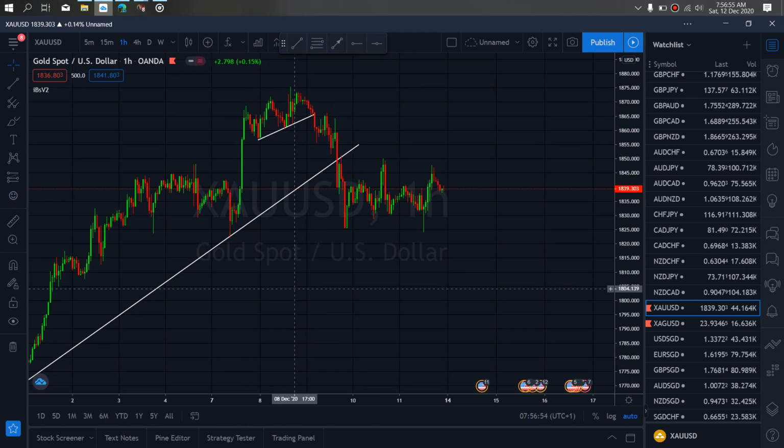On the 1-hour time frame, I expect this to give a 1-hour correction here and drop, retest this low, and then pull back upside.